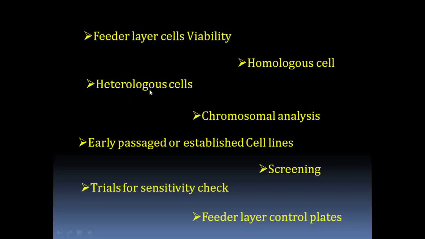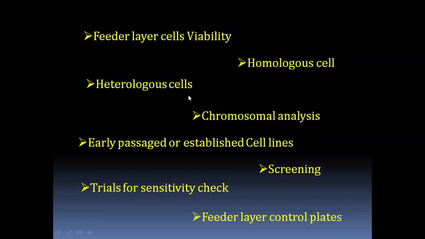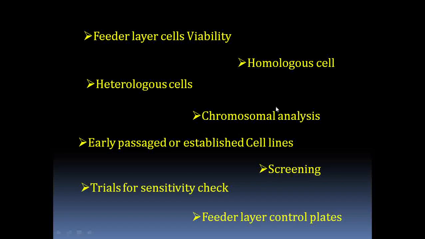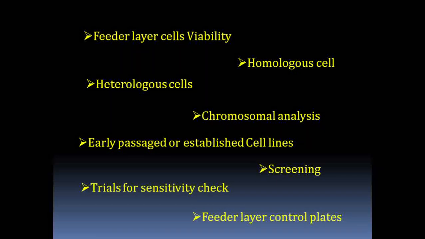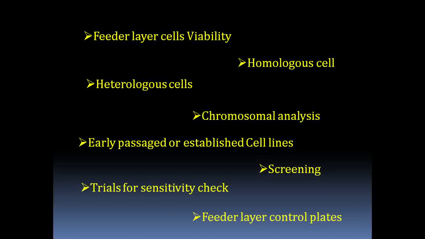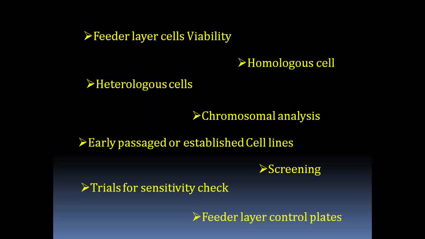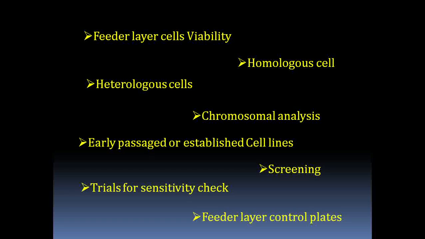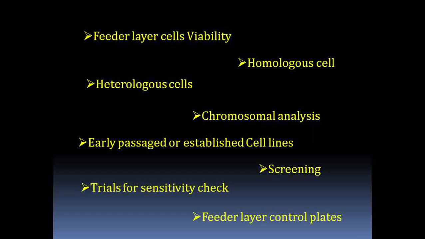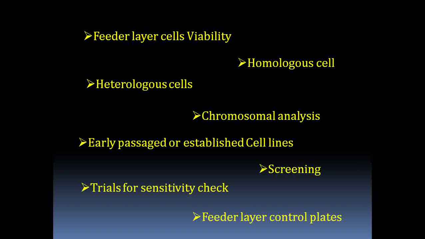One more important thing is that we can rule out heterologous contamination by chromosomal analysis. Once I perform the chromosomal analysis, I'll come to know that this cell has a different chromosome and my cloning cell has a different chromosome.